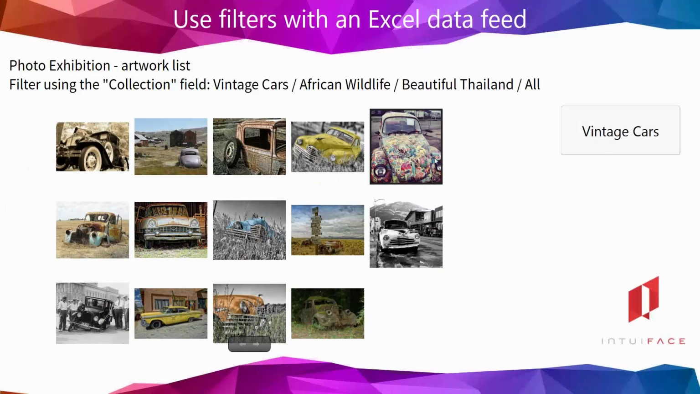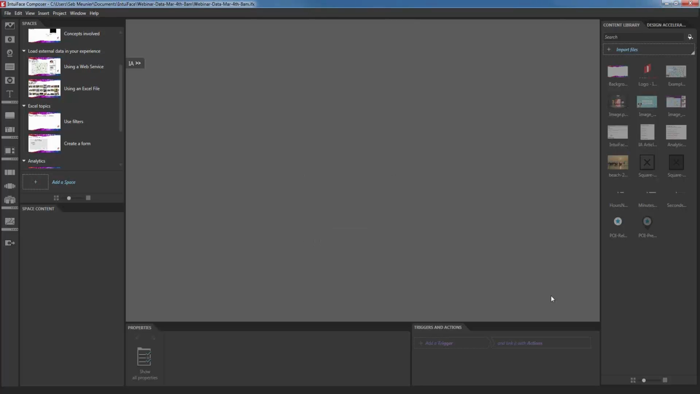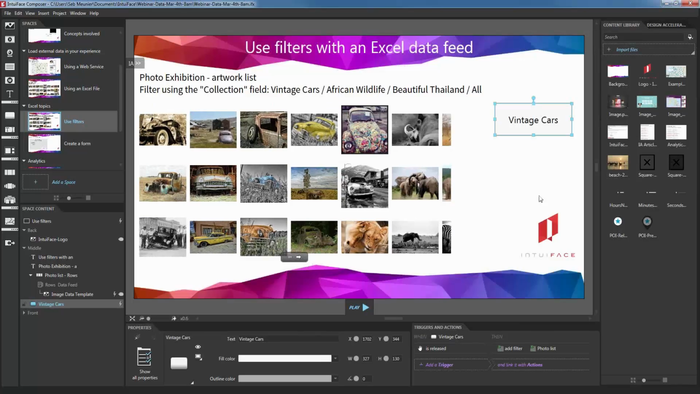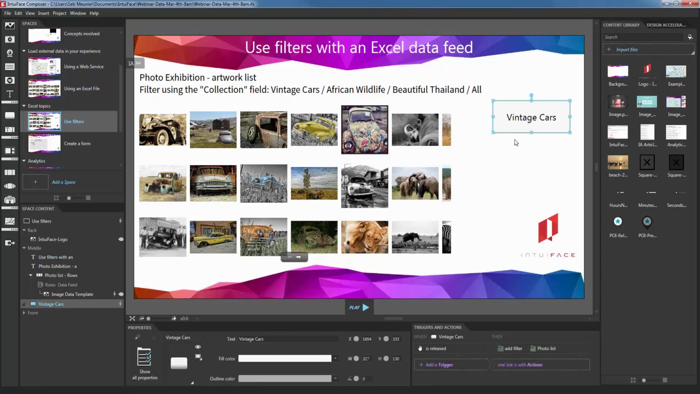If I click on that, okay, I don't have any more African wildlife or beautiful Thailand at the end. If you have a large catalog of products in a retail store, if you have lots of different items in the museums and want to filter per period, for example, this is a very good way of filtering your content.